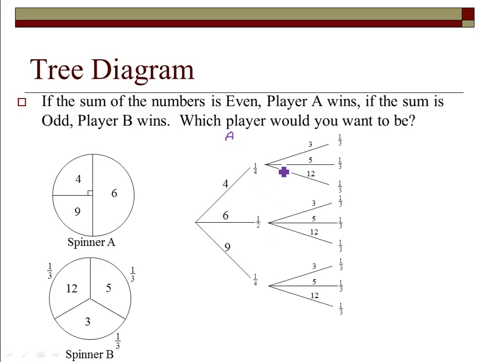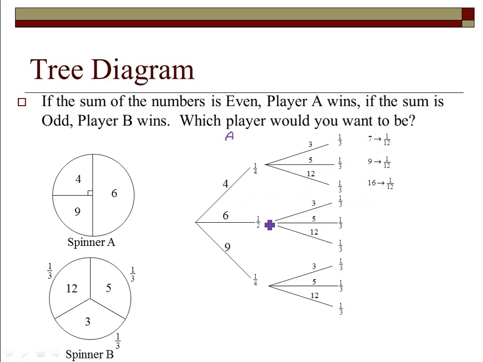Now I'm going to add my numbers. I get 4 plus 3 is 7. That's going to happen 1/4 times 1/3, 1/12 of the time. So again, you're still multiplying your probabilities. Then I have 4 plus 5. That's going to give me a total of 9. 9 happens 1/12 of the time. 4 plus 12 is 16. That happens 1/4 times 1/3, 1/12 of the time. So they were all 1/12.